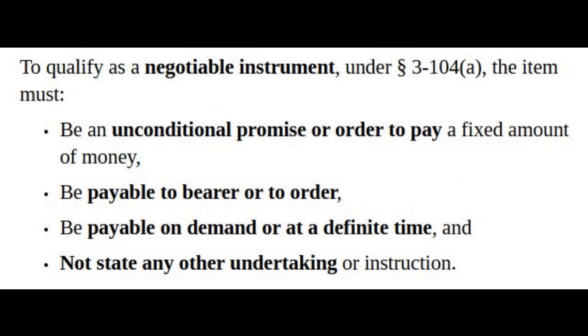To qualify as a negotiable instrument under Section 3-104, the item must be an unconditional promise or order to pay a fixed amount of money, be payable to bearer or to order, be payable on demand or at a definite time, and not state any other undertaking or instruction.